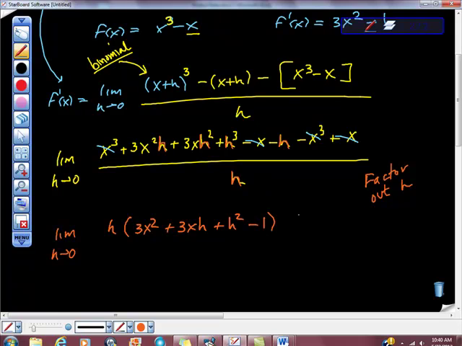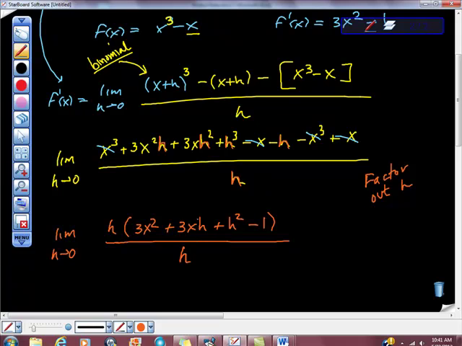Now, if you're confused at all, take a look. h times this mess gives me this mess back, doesn't it? h times this gives me this back, doesn't it? h times h squared gives me my h cubed, and h times -1 gives me my negative h back, doesn't it? Now you're wondering, well, why would I do that? Why would I care? Well, I told you that in this part of the problem up here, we couldn't let h go to 0.